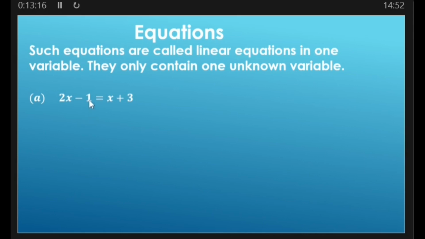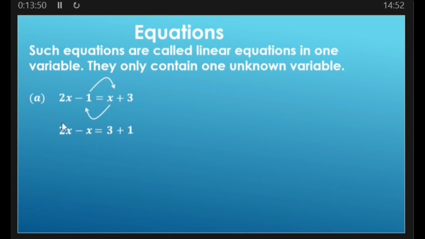So 1 is a number, so it will cross to the right side, and x is a letter, so it will cross to the left side of the equal sign. So here we have 2x, then this x, when it crosses, it becomes minus x, then we drop an equal sign here, then we'll have 3. So when this minus 1 crosses, it changes from minus to positive 1.